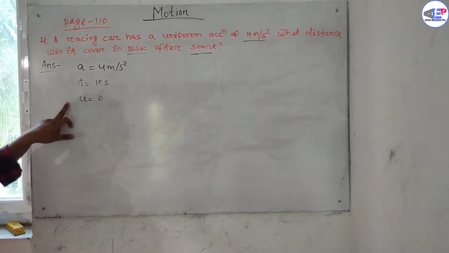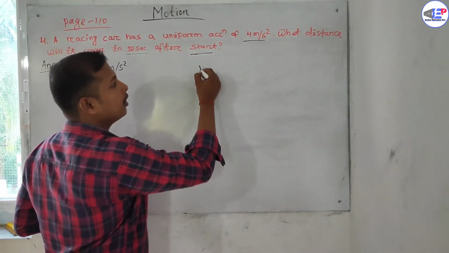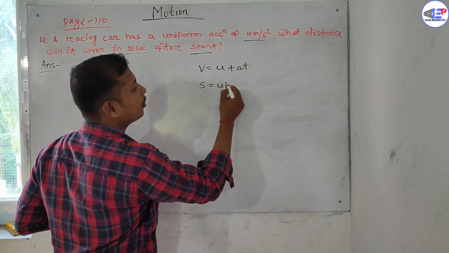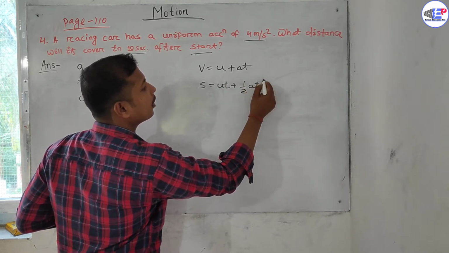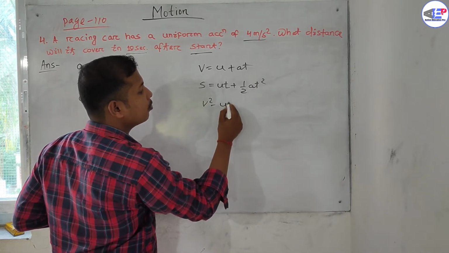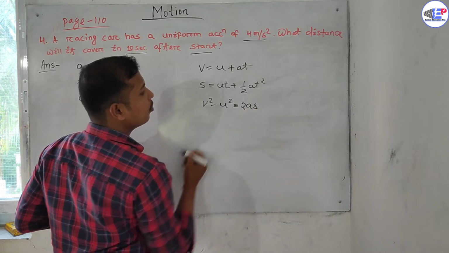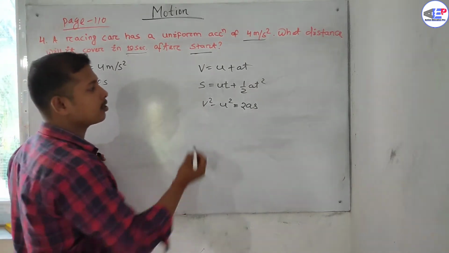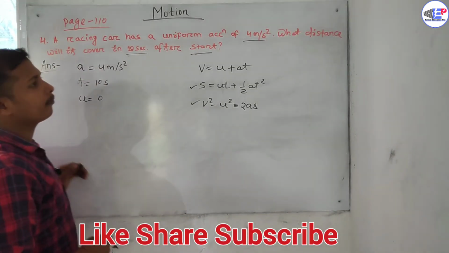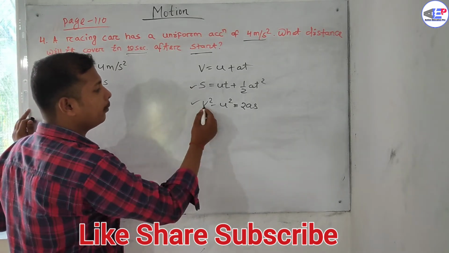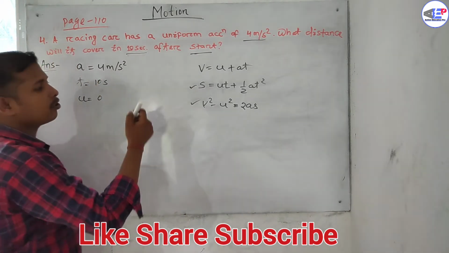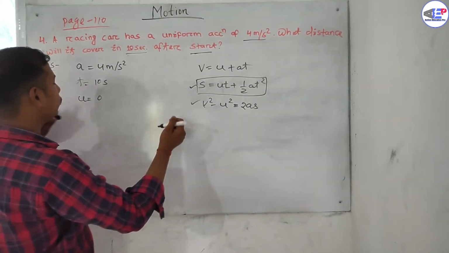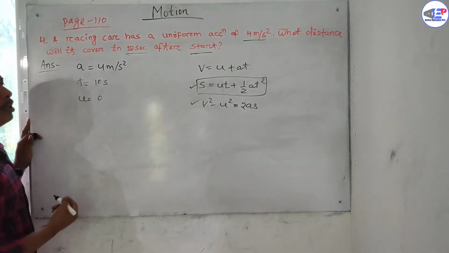Here 3 values are given. We have 3 equations of motion, that is v is equal to u plus at, s is equal to ut plus half at square, v square minus u square is equal to 2as. We have to find out the value of s. Here we can calculate the value of s from these 2 equations, but for finding the value of s from this one we need v. Here v is not given, so we can calculate the value of s from this equation, because we have the value of u, t and a. Let us calculate the value of s.